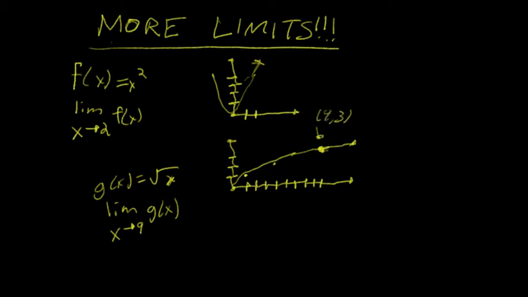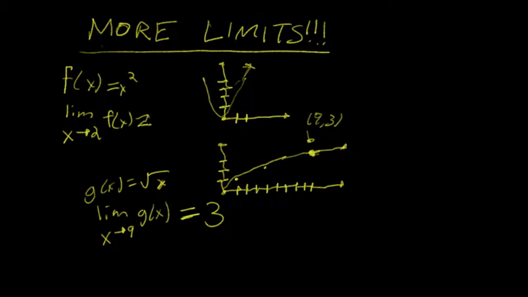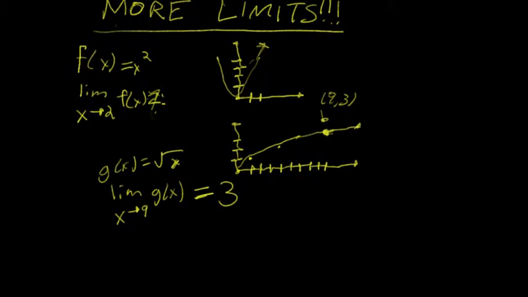9, 3. We saw as we approached 9 coming in from the left, as we got closer and closer to 9, g of x got closer and closer to 3. The same deal from the right. So we can say here the limit as x tends to 9 of g of x is 3. And I forgot to write it here. For f of x, when it equals x squared, the limit as x tends to 2 of f of x, we saw that's 4.